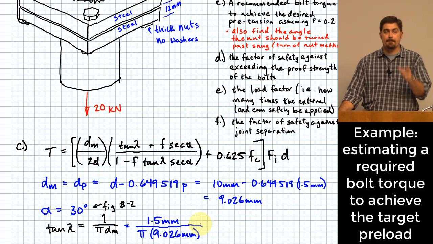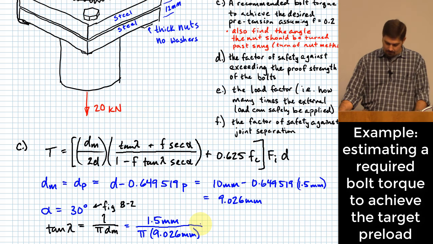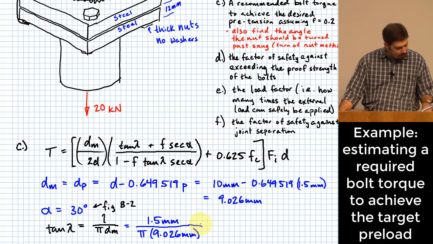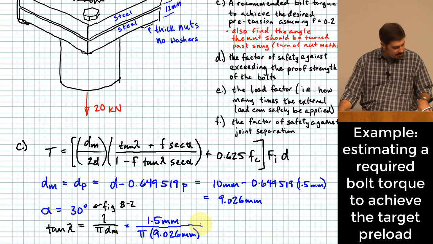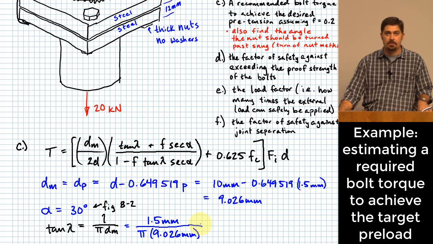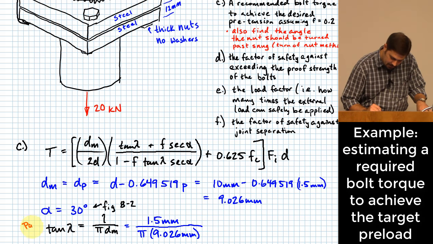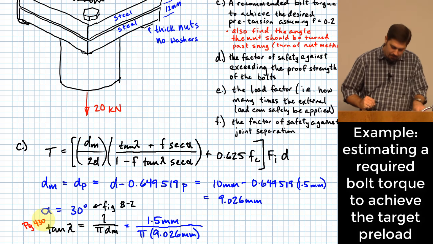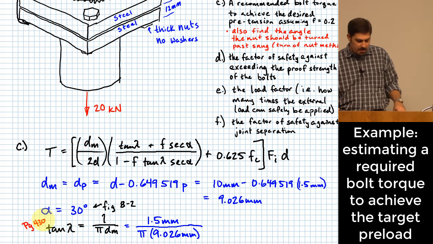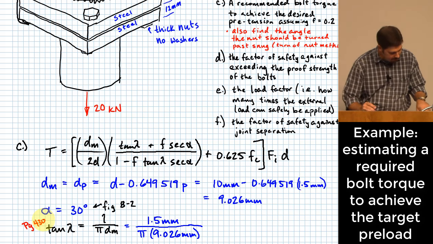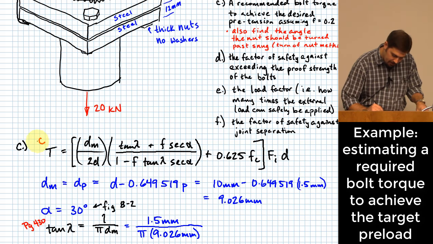Okay, yes? Where did that tangent lambda equation come from? That is not numbered, but it's at the top of the page on page 430. It's right before we get into the section on bolt torque. So the question was, where do you get this equation that I just put on here? The answer is, if you have edition 10, page 430, right before we get into the equation that I put up here. This equation up here is also not numbered, but it is labeled C also on page 430.